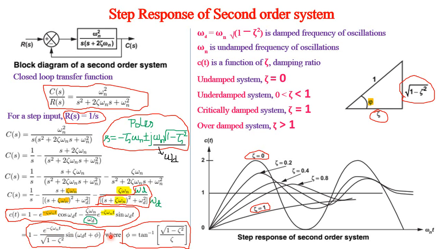Here one more thing that we have to keep in mind is that minus zeta omega n is the real part of the poles. Omega n into root of 1 minus zeta square, that is omega d, is nothing but the imaginary part. Always the imaginary part is the sine term, and the real part is the exponential decay term.